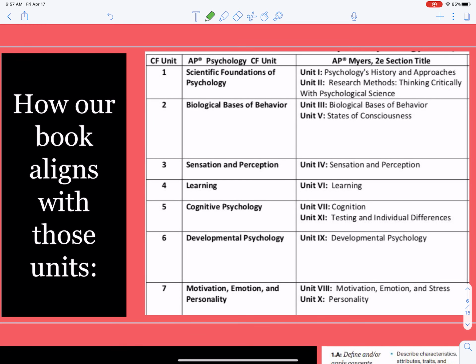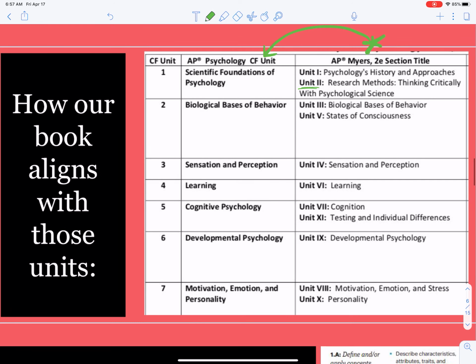Unit 1 of our textbook, which is in this column, corresponds to Unit 1 in the new curriculum. That's easy. But Unit 2 in our textbook also falls into the category of Unit 1. Unit 3 and 4, we did biological, all the things we did with neurons, and states of consciousness with sleep.